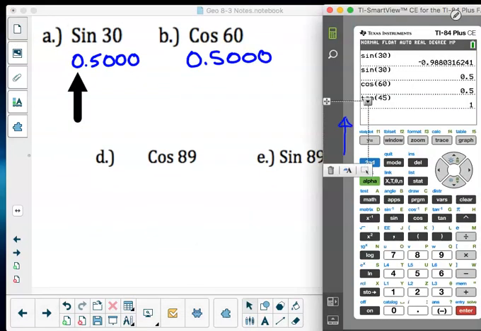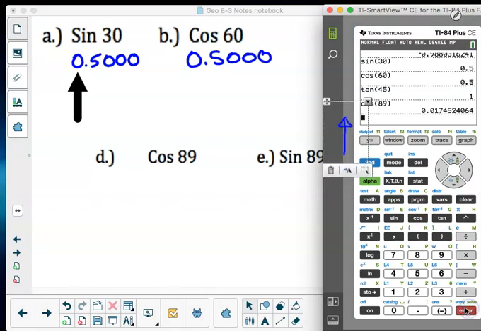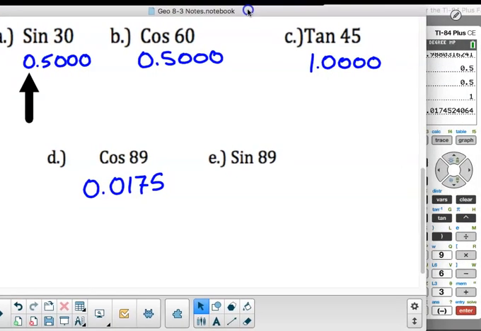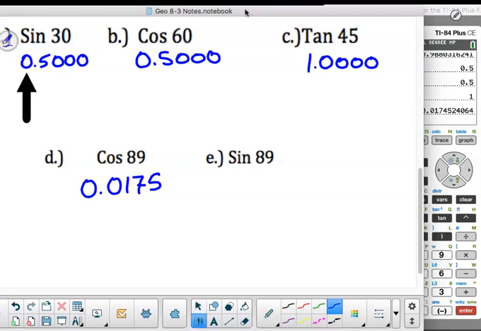And I got the cosine of 89. Cosine of 89, and that's 0.0175. Now, I'm just going to move this over so you can see what I rounded to. See, I've got the fourth digit, 1, 2, 3, fourth digit. Okay, the next digit is a 5, and if it's 5 or more, then I round this one up. So that's what I did.